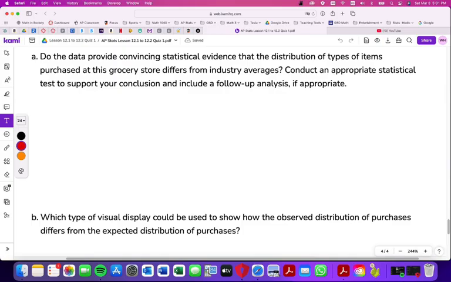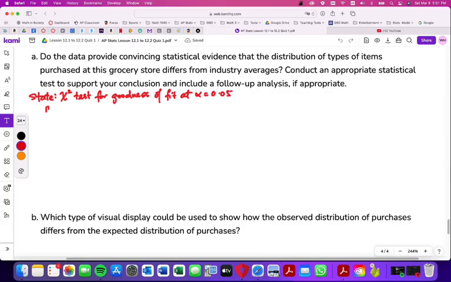All right, so let's proceed. First of all, we have to do the four-step process. The first step is state. We write the name of the procedure, which is chi-square test for goodness of fit, with an alpha of 0.05, right? Since it's not stated, we set the alpha at 0.05.